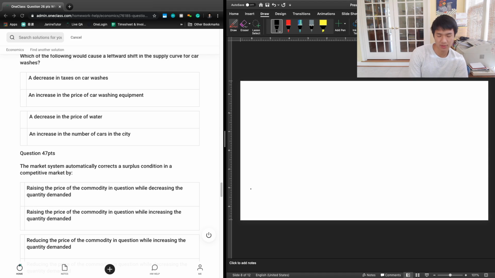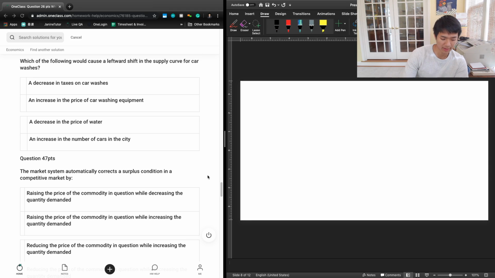C, a decrease in the price of water. Or D, an increase in the number of cars in the city. So we're talking about a leftward shift in the supply curve. We know we're talking about a supply determinant. And so a leftward shift in the supply curve is going to be a supply determinant that is changing in a way that reduces the quantity supplied at every price level.